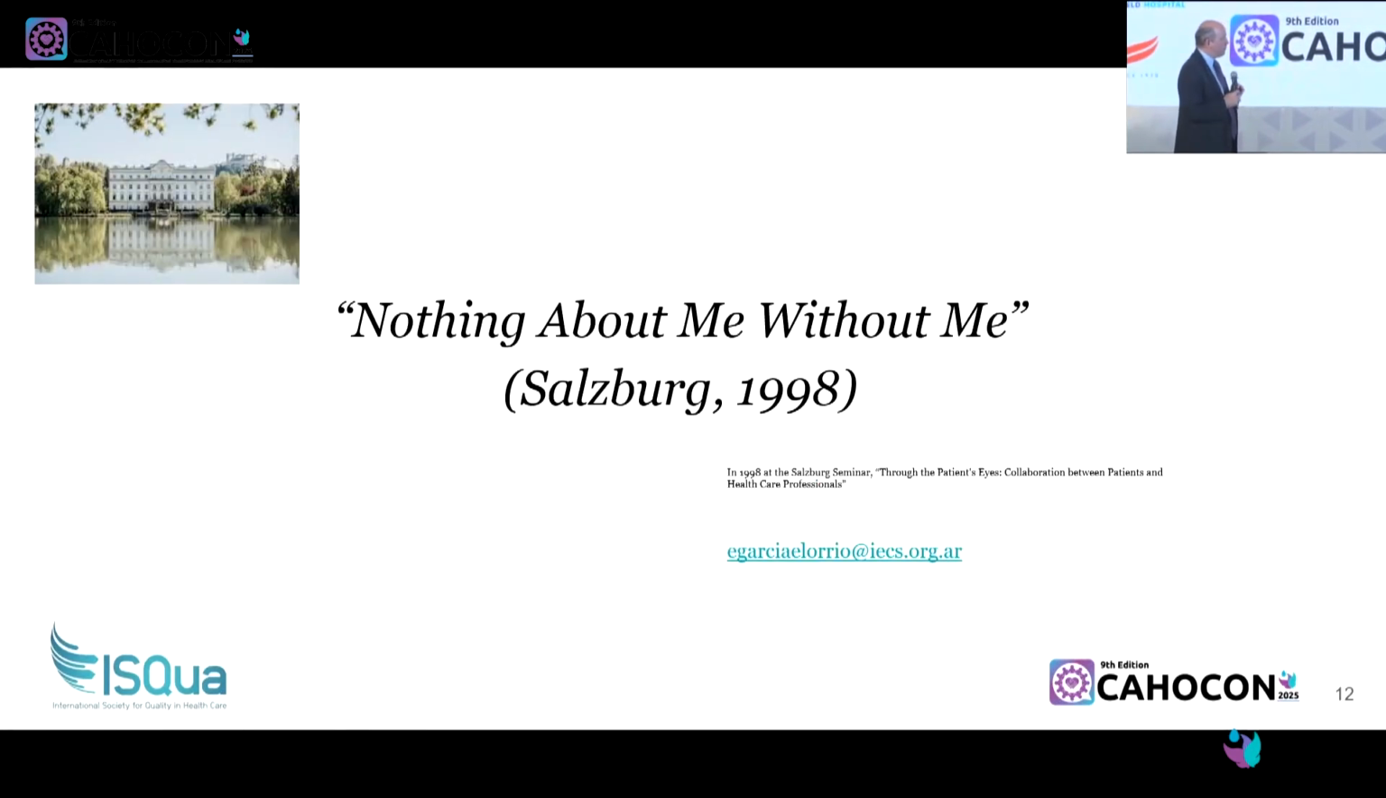So finally, that's a picture of a house in Austria, in Salzburg, where this concept of nothing about me without me, which is the motto for engagement, was created in 1998. So we have been trying for almost 30 years to change the way we deliver care, having the users engaged with us. But keep that in mind, and I believe it's a good summary of how engagement should be defined.